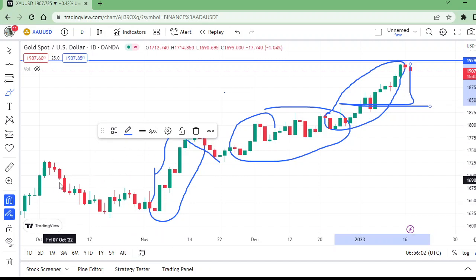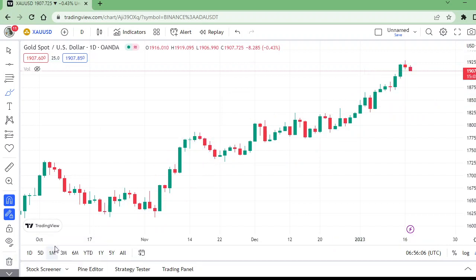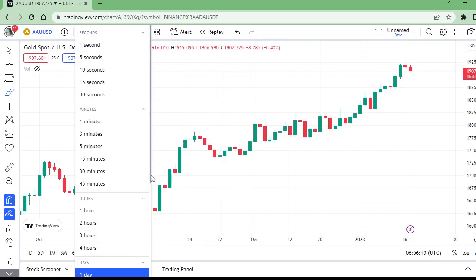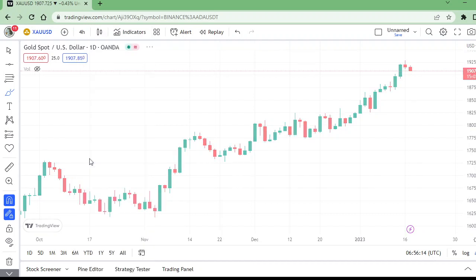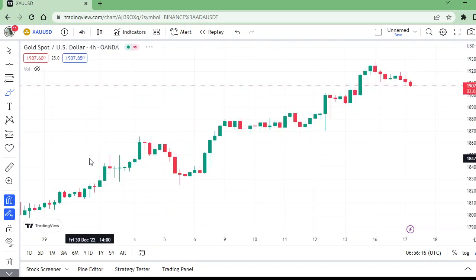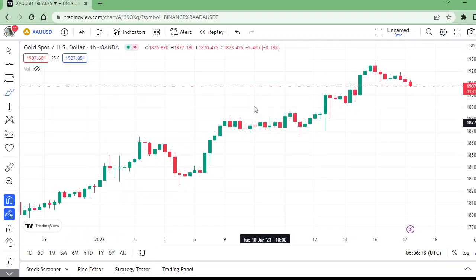Now let us move to the smaller time frames. Now this is the 4-hour time frame that I want to show you. If we consider rejection from here, now this is a level. This is a 4-hour time frame level that was broken to the upward and then went up.